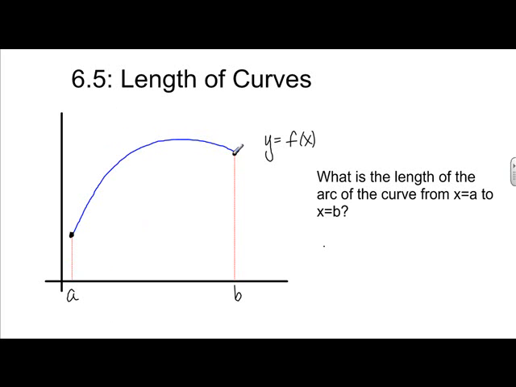So here's what we're going to do. We're going to divide our interval from a to b up into equal subintervals. Okay, pretend those are equal subintervals. And we're going to take a look at little sections of the curve. And what we're going to do is get an approximation for each little piece, add up all those approximations, and we'll have an approximation for the entire length.